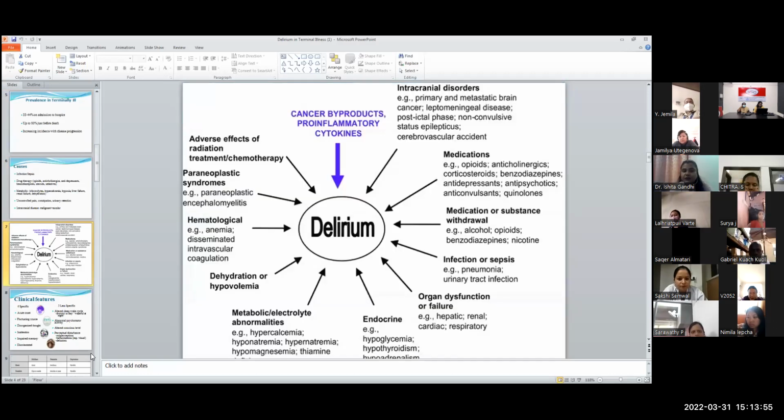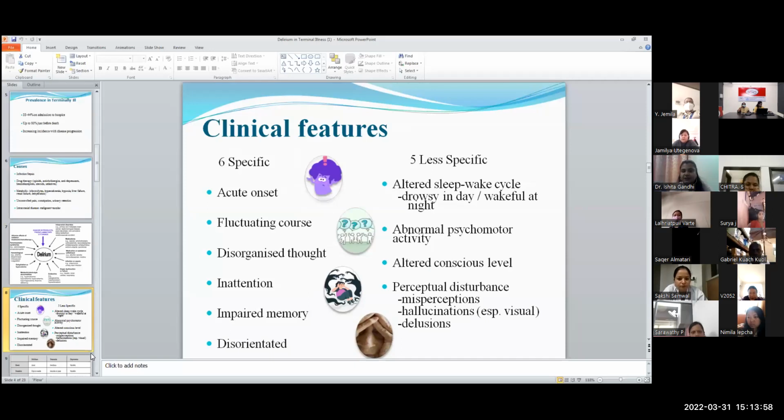The clinical features, there are six specific clinical features and 5 less specific clinical features. What is more specific to delirium is that it has acute onset, like we talked in the definition, abrupt onset, right? Fluctuating course, disorganized thought, inattention or decreased concentration, impaired memory, disorientation. All these are specific clinical features specific to delirium, right?